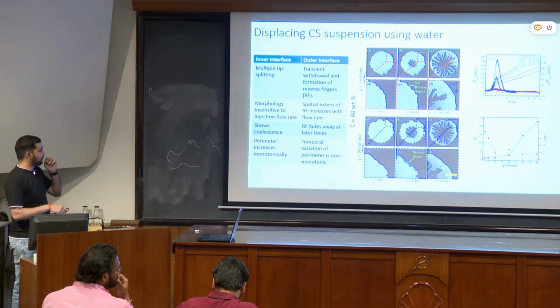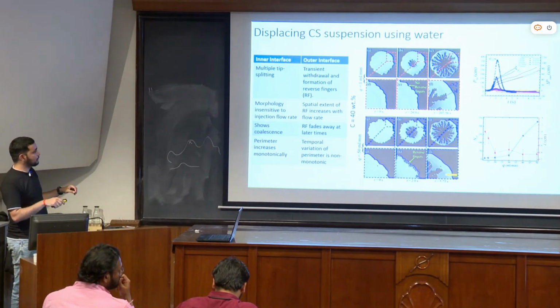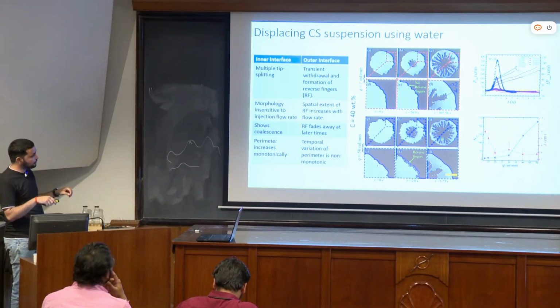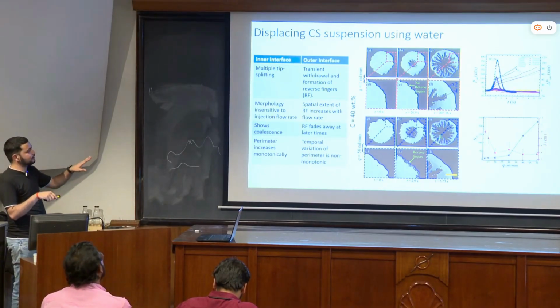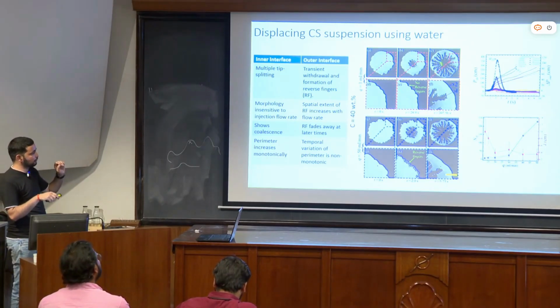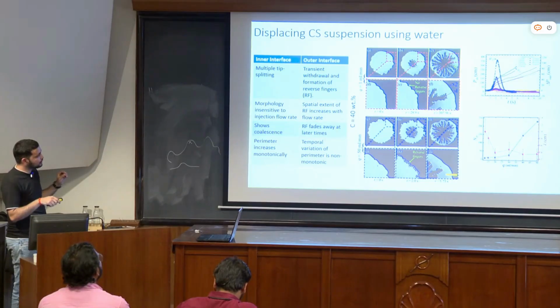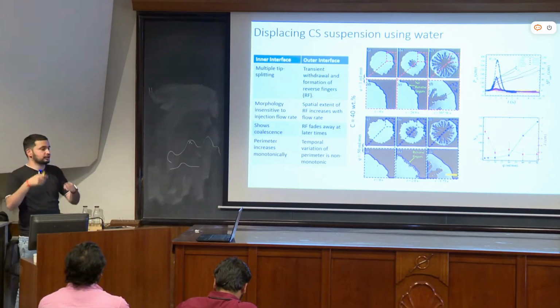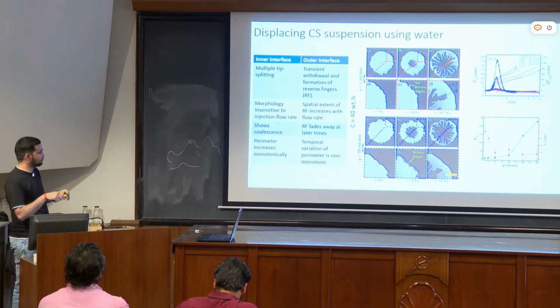On the other hand, at the outer interface, we see the transient withdrawal of the suspension and the formation of reverse fingers, and the formation or the spatial extent of those reverse fingers is also dependent on the flow rate. They are also transient in nature, they fade away at later times, and the temporal variation of the parameter is non-monotonic.